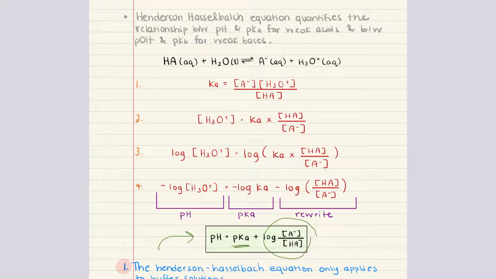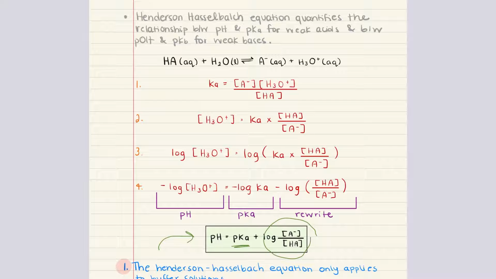This ratio reflects the balance between the two components of the buffer, and that is really crucial in maintaining pH stability. So when the concentration of the conjugate base increases relative to the weak acid, then the pH of the buffer rises. On the other hand, when the weak acid becomes more prevalent, then the pH decreases.